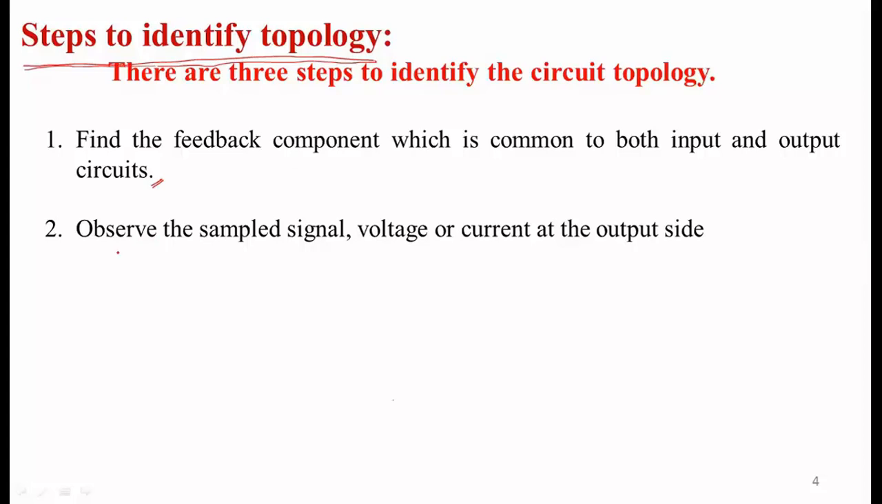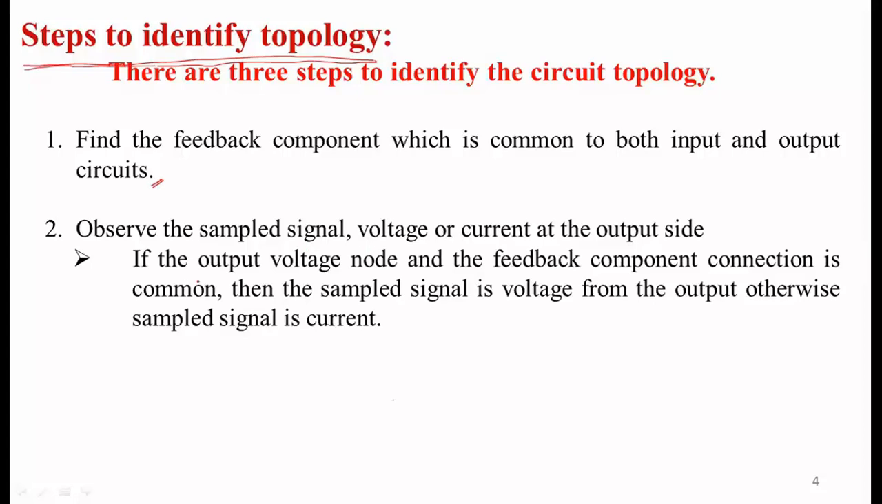So next we have to observe the sample signal, whether we are sampling the voltage or the current from the output side. We have to observe that signal. For that, if the output voltage node and the feedback component connection is common, then the sample signal is voltage from the output. Otherwise, the sample signal is current.